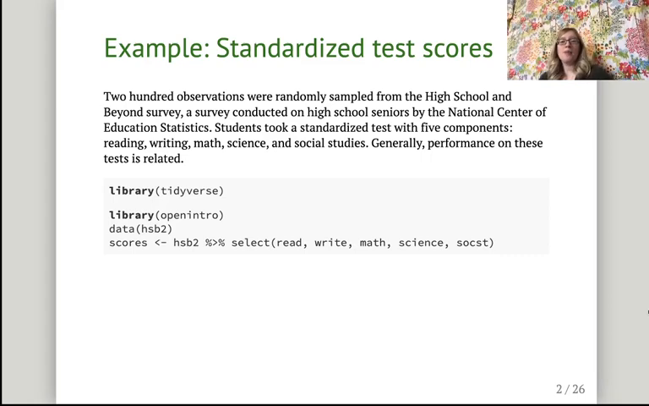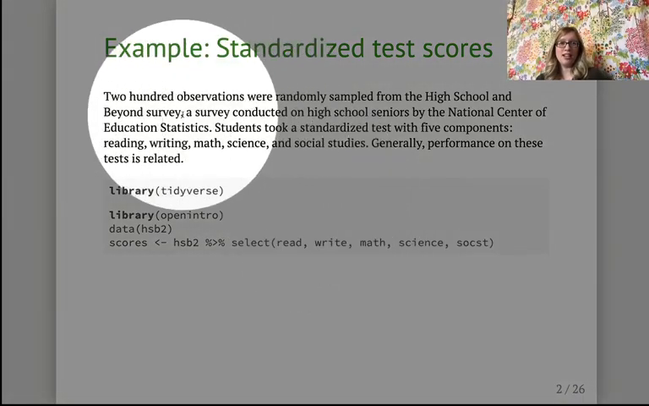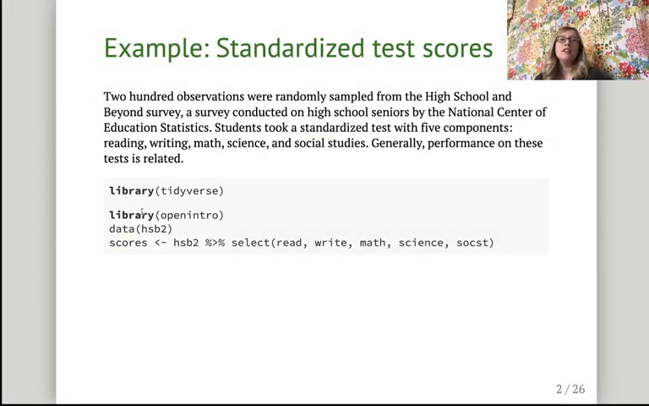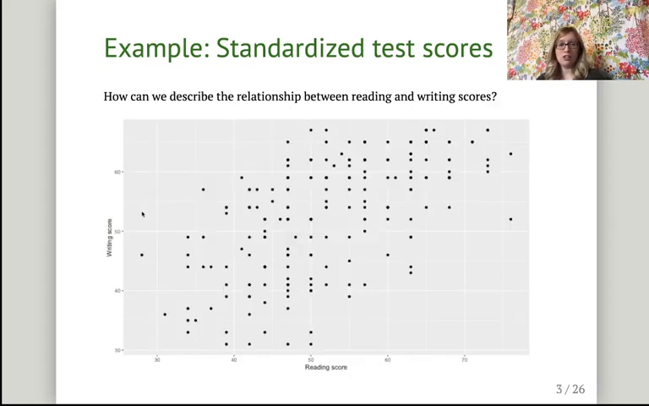We'll start with some example data to really motivate where this idea comes from, and we'll start with standardized test scores as our example. We've got 200 observations that were randomly sampled from a survey called the High School and Beyond survey. This is done every year by high school seniors. Students take a standardized test with 5 components: reading, writing, math, science, and social studies. Now, you're probably not that surprised to hear this, but performance on standardized tests is related from subject to subject. To measure how related it is, we might look to something called correlation.